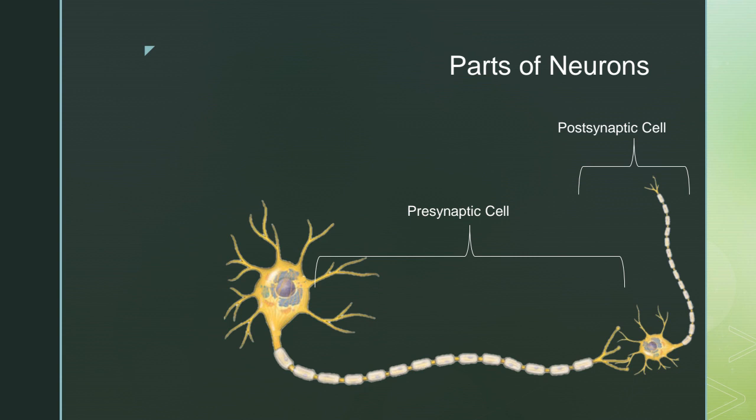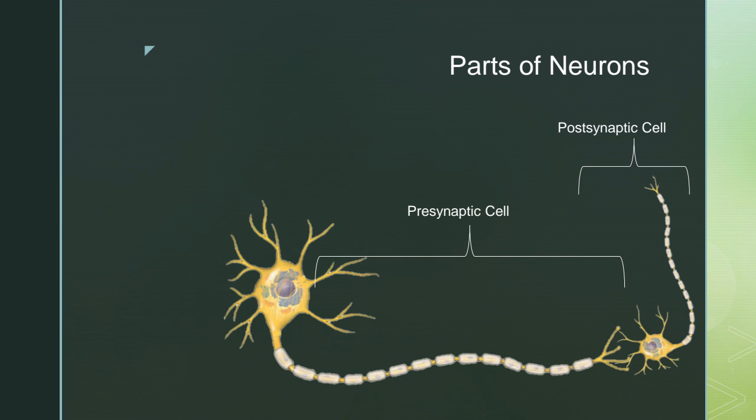So information is transmitted from the axon of the presynaptic neuron to the receptive surface of the postsynaptic neuron through the synapse. So the synapse, the gap between neurons, and whether or not a neuron is considered to be presynaptic or postsynaptic simply depends on where it is located in the chain of events.